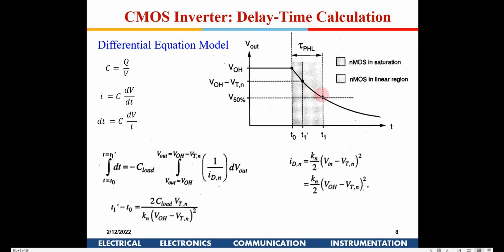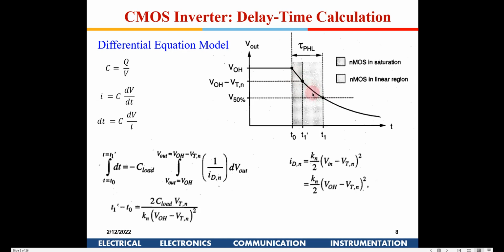NMOS will be in... when Vin is equal to VOL, NMOS will be in cutoff. Yes, it will almost reach cutoff. Correct. So these are the two regions we are defining here.